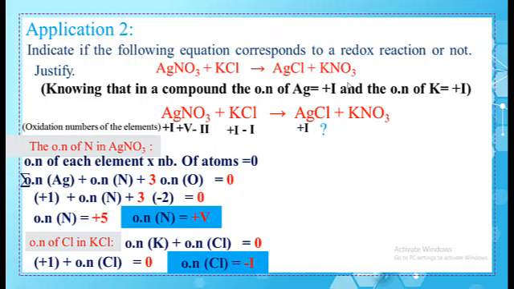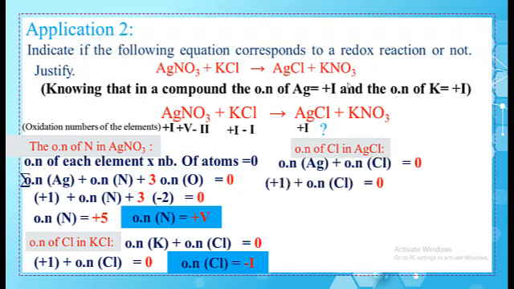So let's now calculate the oxidation number of chlorine in AgCl. Is equal to the oxidation number of Ag plus oxidation number of chlorine are equal to 0. Oxidation number of Ag equal to plus 1 plus oxidation number of chlorine all equal to 0. So the oxidation number of chlorine equal to minus 1. We can substitute now with minus 1. The oxidation number of potassium equal to plus 1. The oxidation number of oxygen is equal to minus 2.